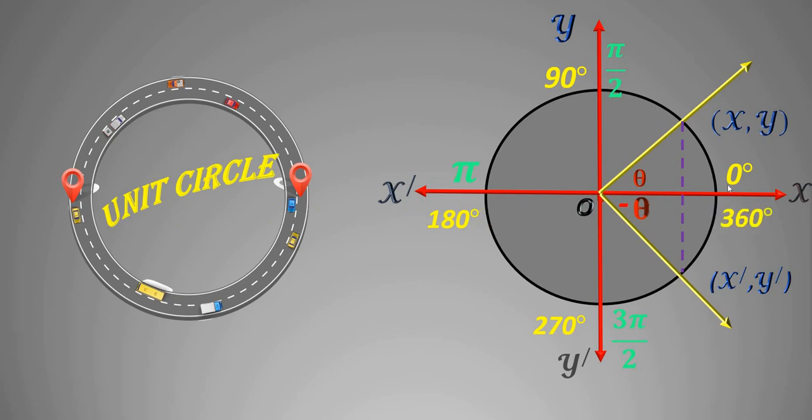The first quadrant lies between 0 and 90, or 0 and pi over 2. The second quadrant lies between 90 degree and 180 degree. The third quadrant lies between pi and 3 pi over 2, or 180 and 270. The fourth quadrant lies between 270 and 360, or 3 pi over 2 and 2 pi.